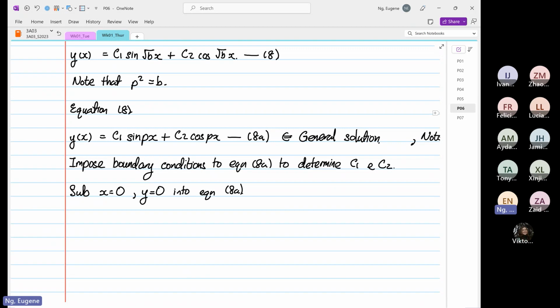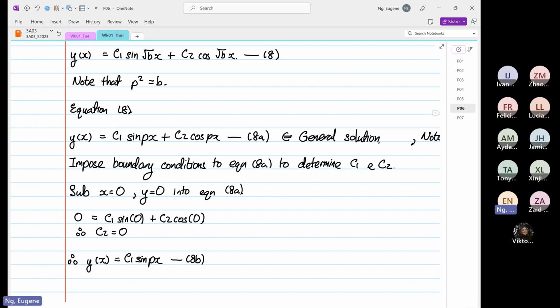So from here, 0 is equal to C1 sine of 0 plus C2 cos of 0. Sine of 0 is equal to 0, cos of 0 is equal to 1. So therefore C2 is equal to 0. Now we are left with y as a function of x is equal to C1 sine Px, and that is our equation 8b, because it evolved from equation 8a, and we get rid of cos Px because C2 is equal to 0.